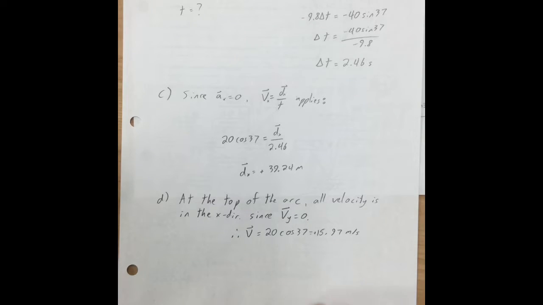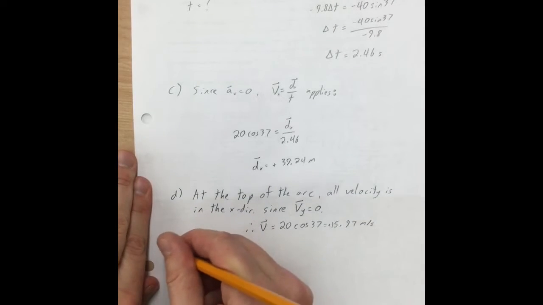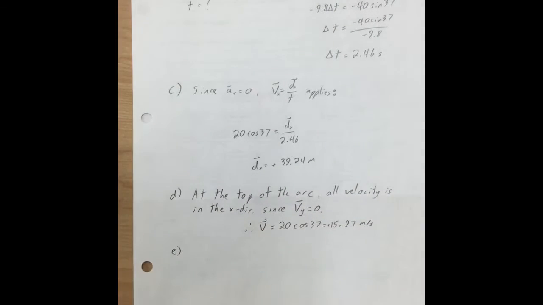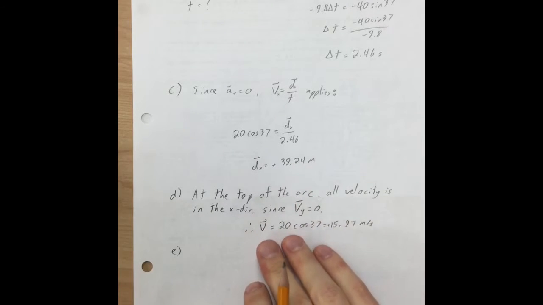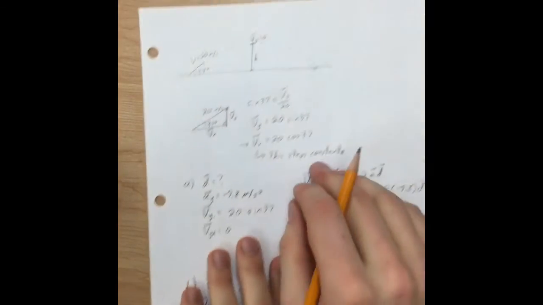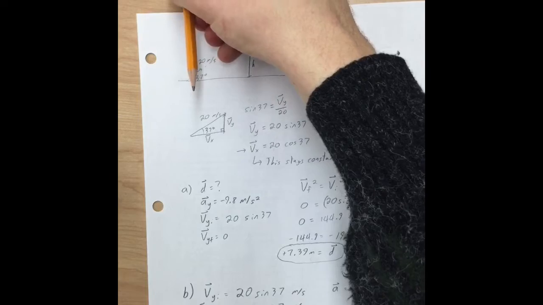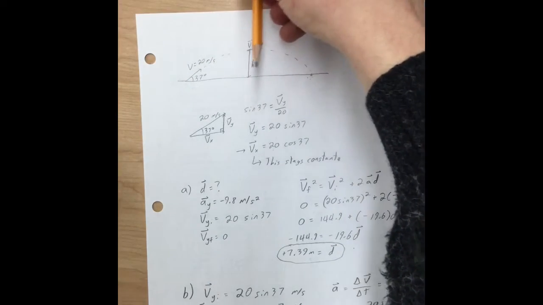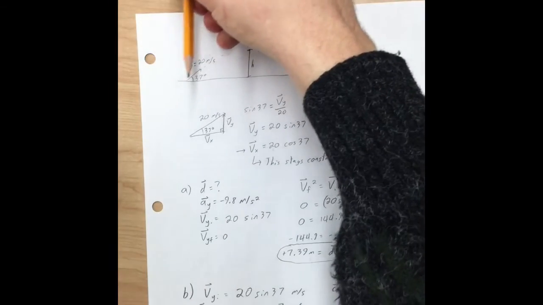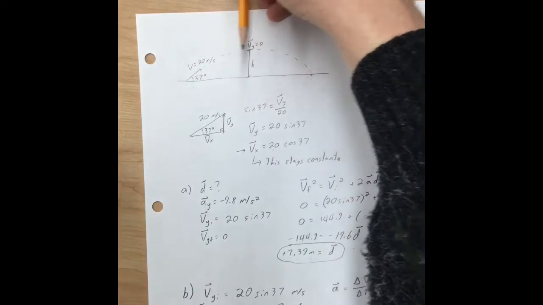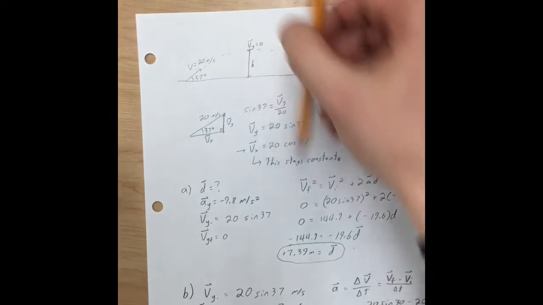Part E, we're looking for the acceleration at the maximum height, so again at that top of the arc. Now, if we are looking for the acceleration at the top of the arc, let's consider the fact that everywhere throughout the arc, acceleration is the same. At all times, this ball has an acceleration vector pointing downwards. It doesn't matter where it is in its path, whether it's here, here, here, acceleration is always negative 9.8.